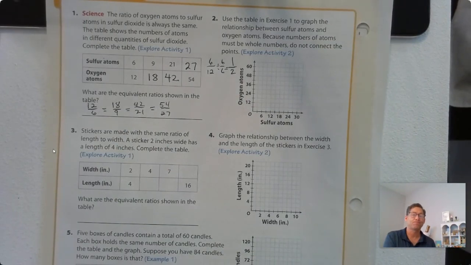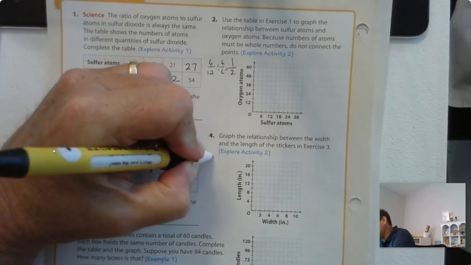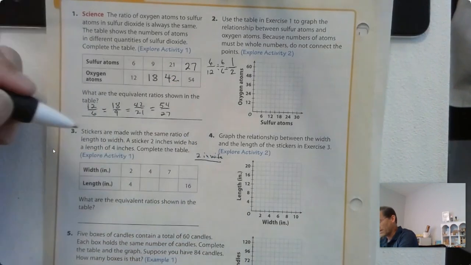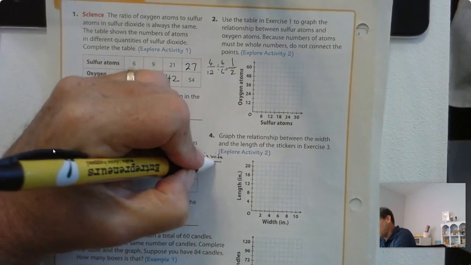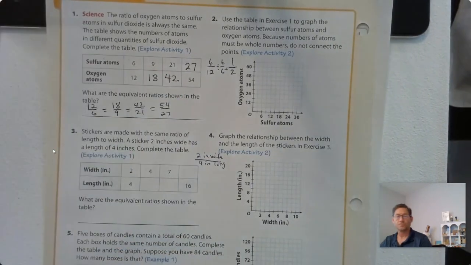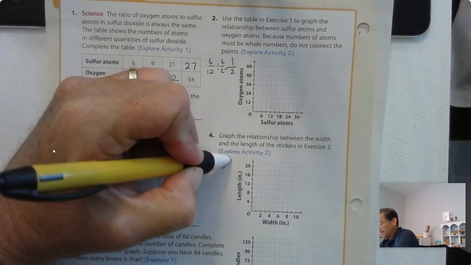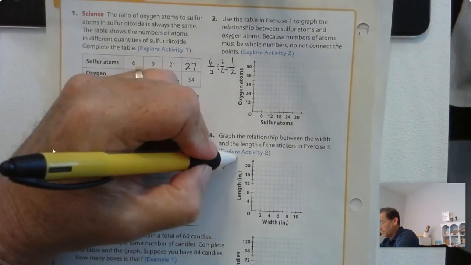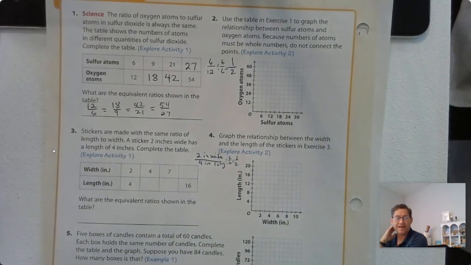All right, number 3. Stickers are made with the same ratio, length to width. A sticker 2 inches wide has a length of 4 inches. So 2 inches wide to 4 inches long. So 2 to 4, we can simplify that by dividing by 2. So we get for every 1 inch in width, we need 2 inches in length.